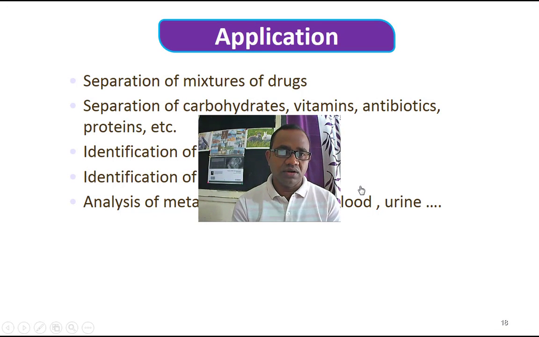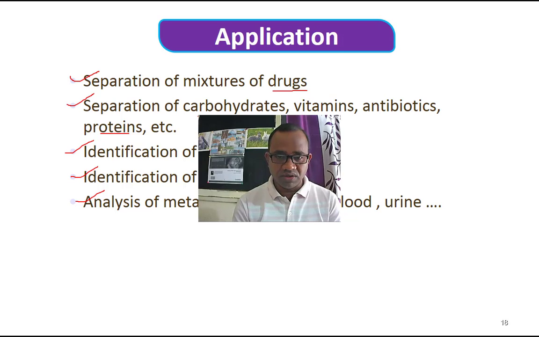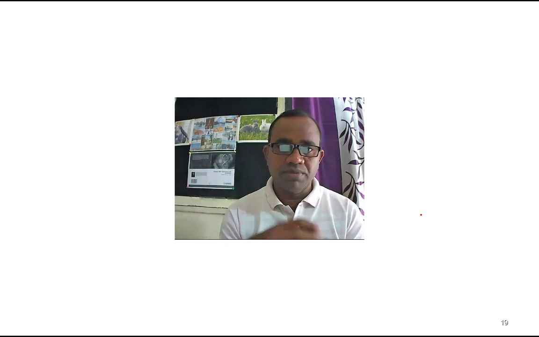In case of its applications, different types have been identified. We can separate mixtures of drugs, and separate macromolecules like carbohydrates, vitamins, antibiotics, and proteins. Then identification of drugs: we can identify new drugs depending on their separation. We can also identify impurities in samples, and finally analyze metabolites of drugs in blood as well as urine. So there is a vast area in which we can use chromatography for separation and identification of samples. This is all about paper chromatography.